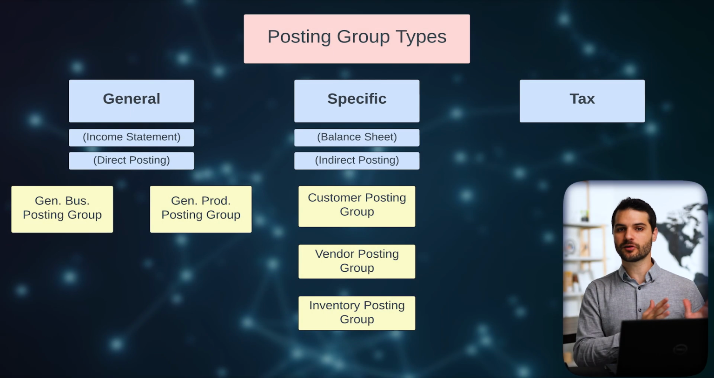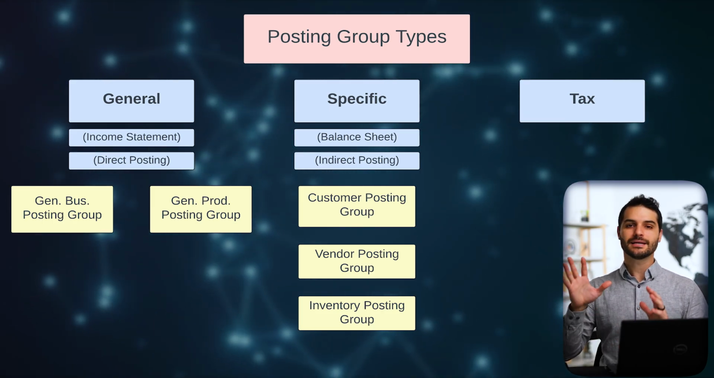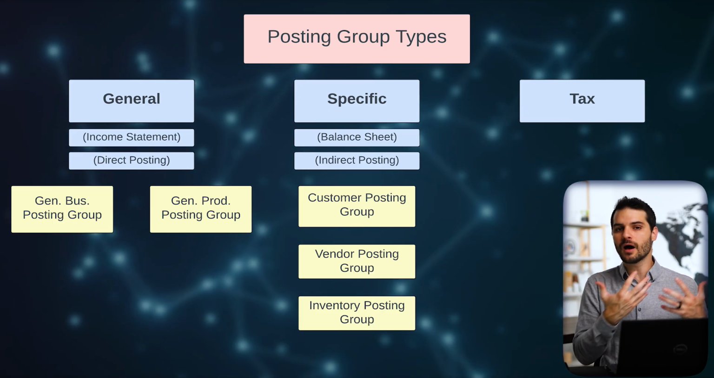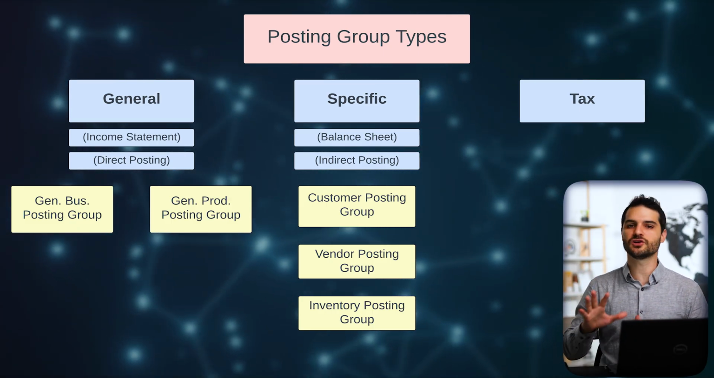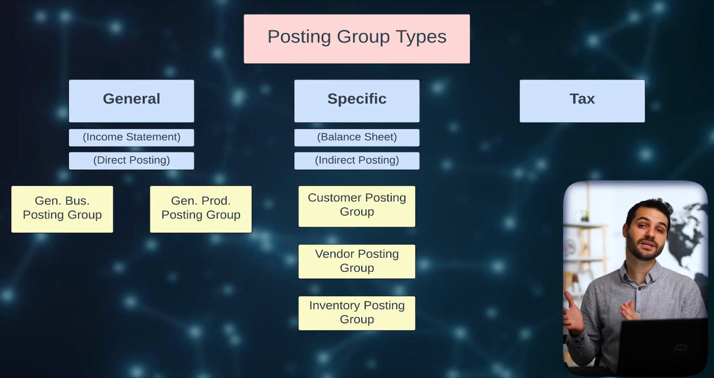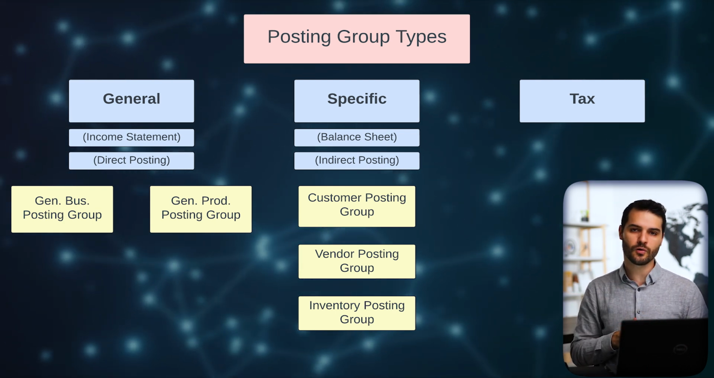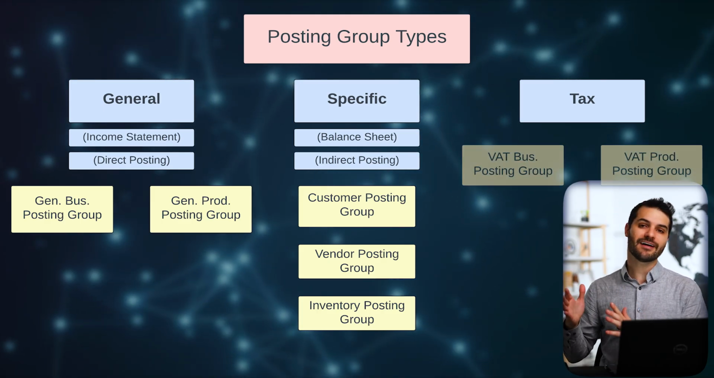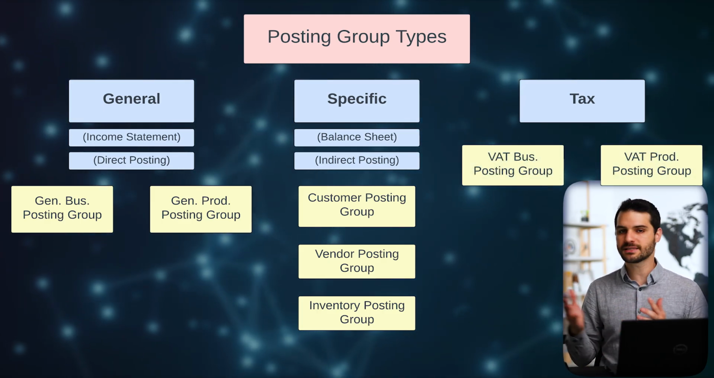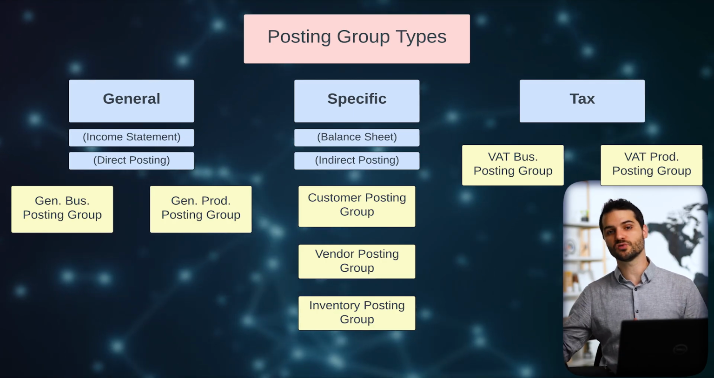So with that in mind, let's jump one more time back out to that graphic. We talked about general, we've talked about specific. Now let's just briefly talk about tax. Tax is quite simple. Again, it's unlike the other ones where you really have to think about what's going on. This one is self-explanatory. You're dealing with taxes. The only two splits that you see here are kind of a mirror image of what you saw with general, where you have VAT business posting group and VAT product posting groups. And the concept is the same. One is going to be relevant to the who, one is going to be relevant to the what.